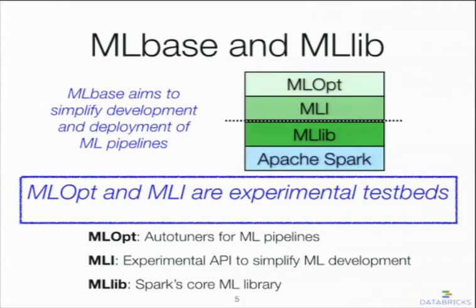I get asked a lot about what the difference is between MLlib and MLI in particular, so I want to be very clear: MLlib is a production quality machine learning library shipped as part of Spark, whereas MLI as well as MLOpt are experimental test beds. The idea is that we're looking at new, hopefully interesting research questions, and successful ideas that we study in MLOpt and MLI will percolate into MLlib once they're more mature.